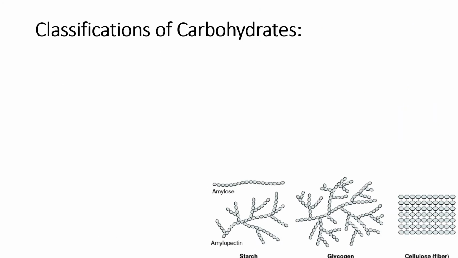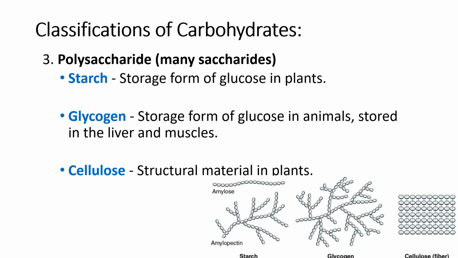And the third classification is polysaccharide or many saccharides. Examples are starch, a storage form of glucose in plants, glycogen, a storage form of glucose in animals, stored in the liver and muscles, and cellulose, structural material in plants.